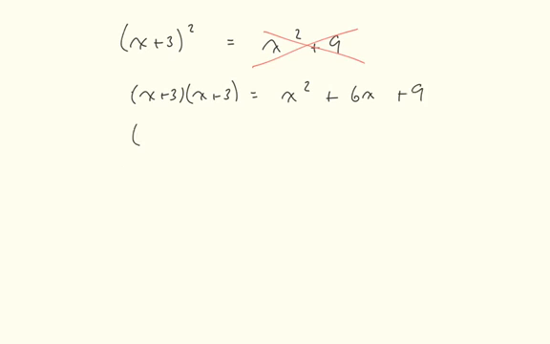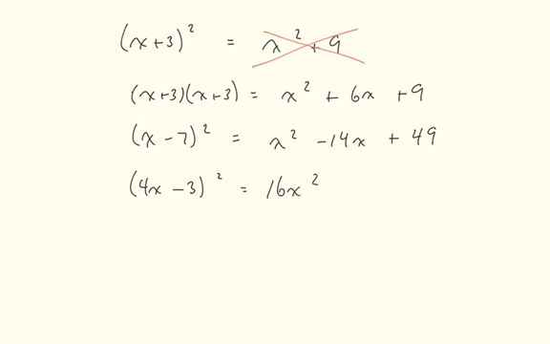If we looked at a couple more examples, right, x minus 7 squared, x squared minus 14x plus 49. Something like 4x minus 3 squared would give us 16x squared minus 12x, so minus 24x plus 9, and maybe something like 2a plus b all squared would give us 4a squared plus 2ab, so plus 4ab plus b squared.